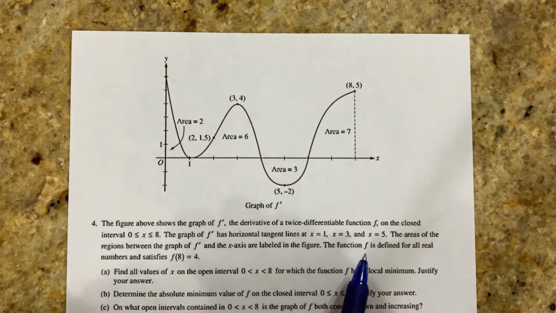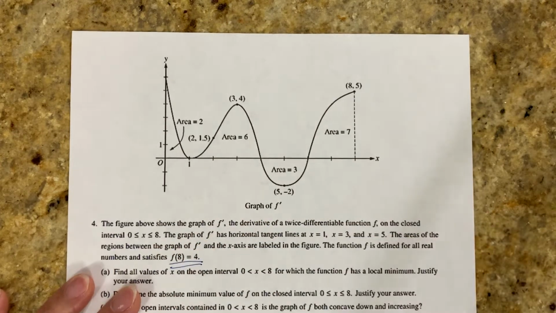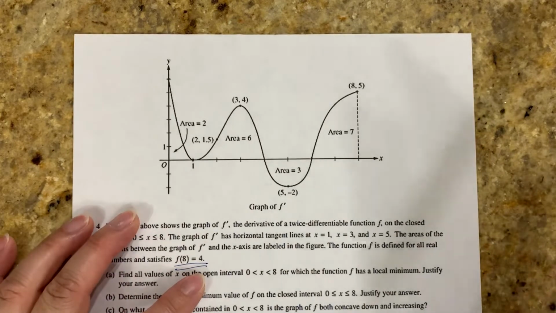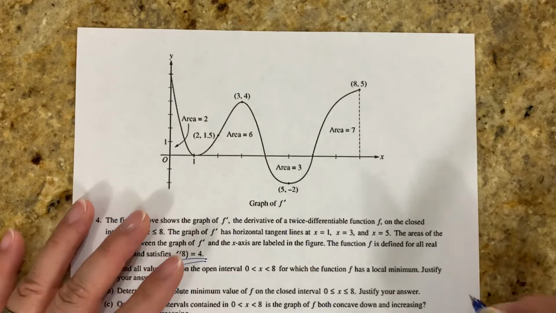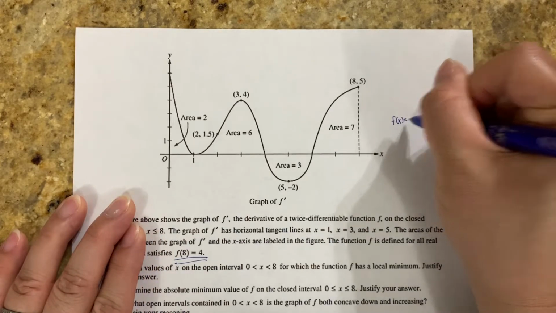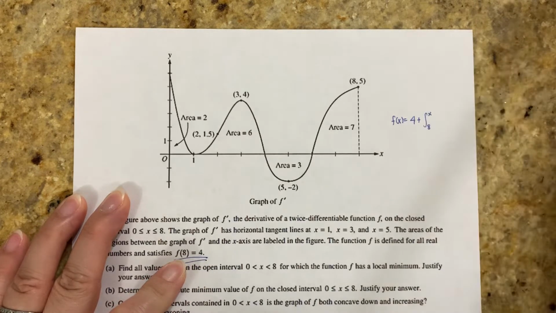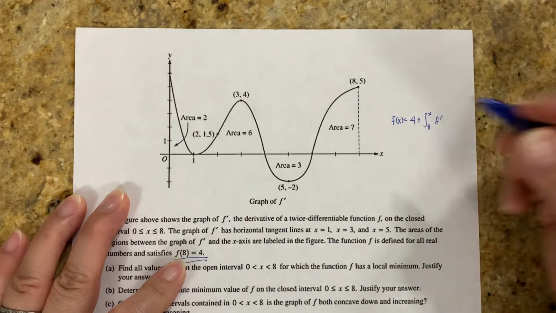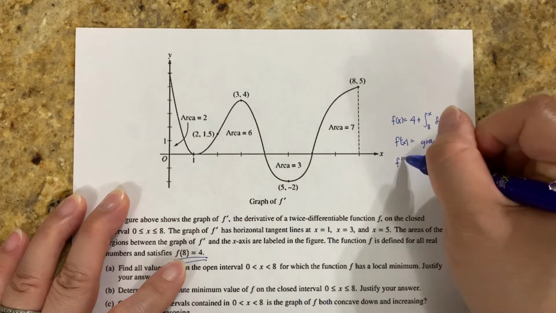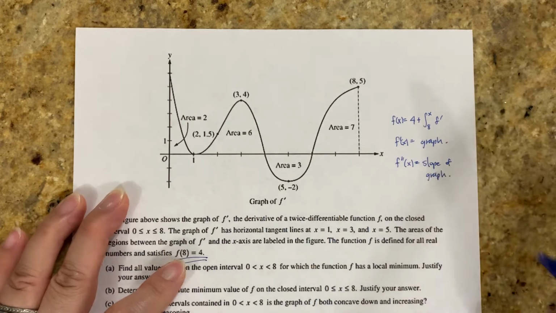Great. f is defined for all real numbers and satisfies f of 8 equals 4. So this is a hint. If this is f prime, then what is f? It has f of 8 equals 4. What does that tell me? It has the same relationship we had in the prior FRQs, where this is the derivative function. So this is f prime, which means f of x is equal to the initial value of 4, plus the integral starting at 8 to whatever x value it is on your picture. And f prime is just the graph. And then f double prime is the slope of the graph. Okay, so keep that in mind.